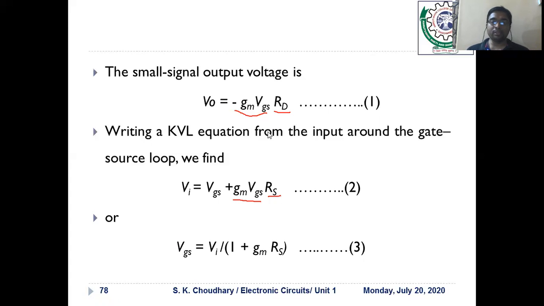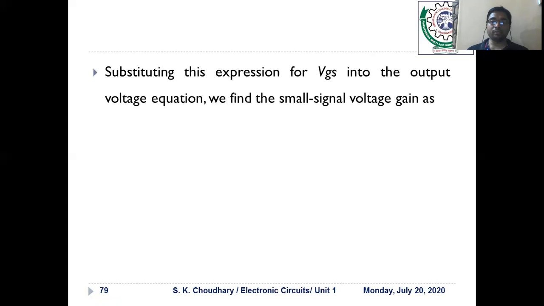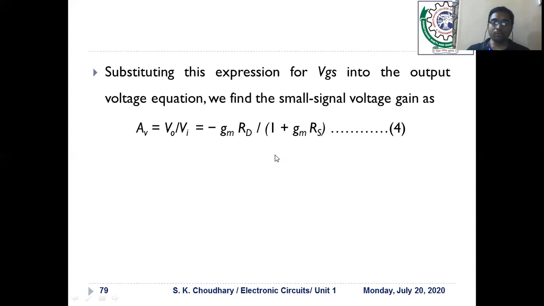See, in the further equation the idea would be more clear. Substitute the value of VGS into the output voltage equation, and we find the small signal voltage gain. Av is equal to V0 upon VI, that is equal to minus gm VGS RD upon VI, which is VGS into 1 plus gm RS. So VGS would cancel out, and finally we get minus gm RD upon 1 plus gm RS.